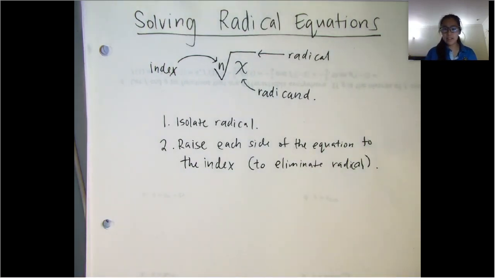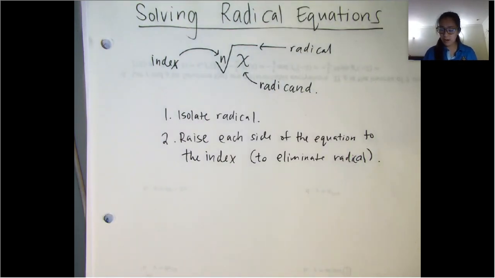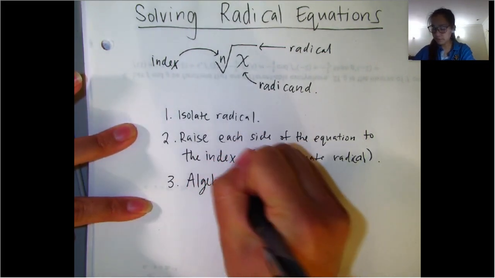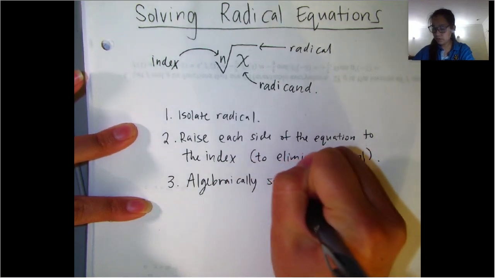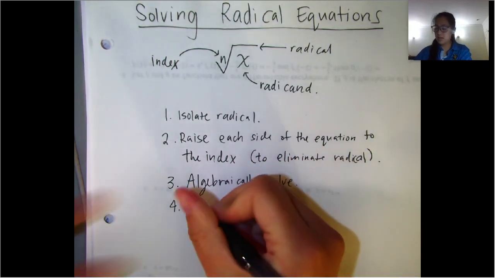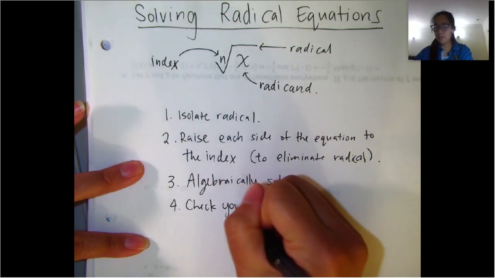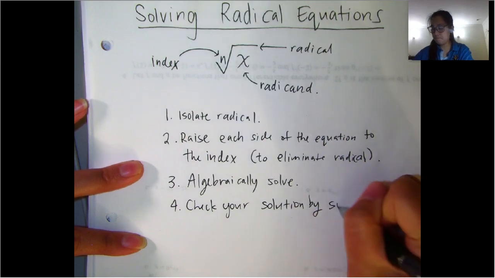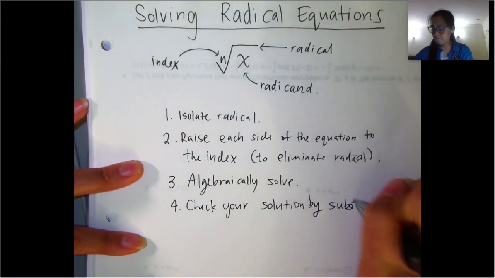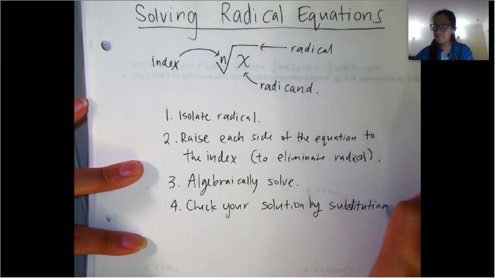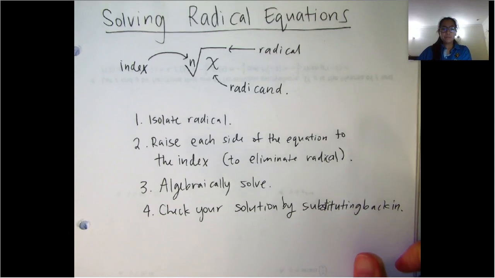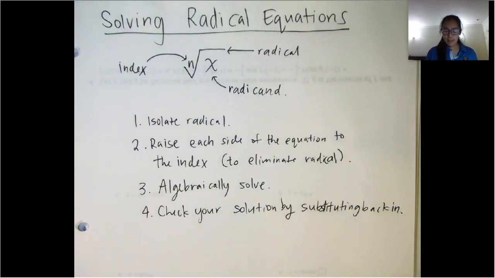So we're raising each side of the equation to the index, to whatever power this is, to eliminate the radical. And then you're going to solve algebraically. And then you're going to check your solution by plugging back in, or substituting back in. Okay, so let's go ahead and do a quick example.